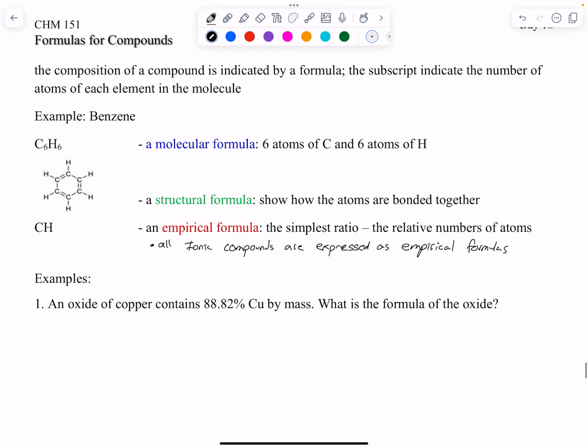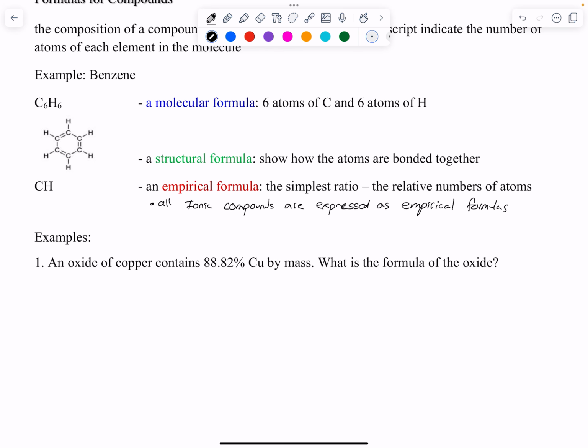All right, so let's do an example. Actually, a bunch of examples from now on. A calculator is definitely needed. An oxide of copper. Well, what do we have there? We know we have copper and oxygen, and it's that much copper by mass. What's the formula of the oxide?